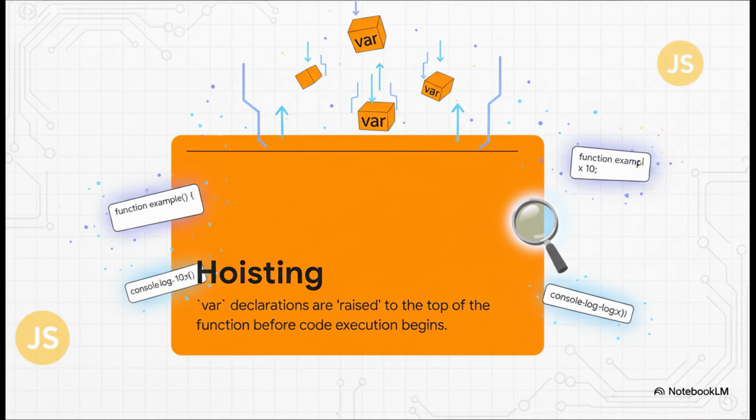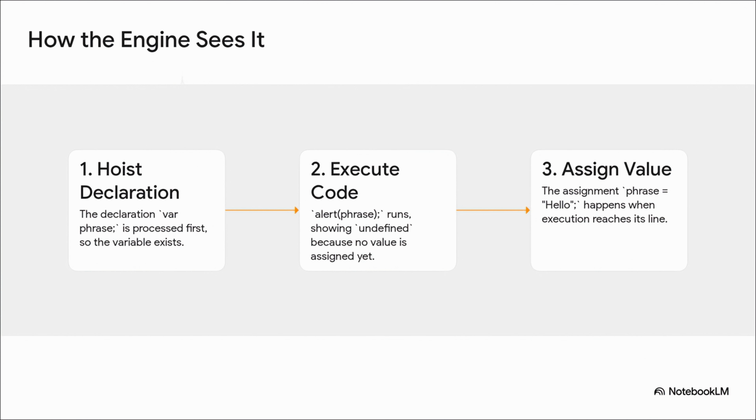This is where we get to the magic trick: hoisting. Here's what happens. Before a single line of your code actually runs, the JavaScript engine does a quick scan. It finds all the var declarations, and behind the scenes, it moves them to the very top of their function. They literally get hoisted up. So let's break down exactly how the engine sees this. Step 1. It hoists the declaration. It sees var phrase and says, okay, I'll just create this variable at the top for you. So the variable exists, but it has no value yet. It's undefined.